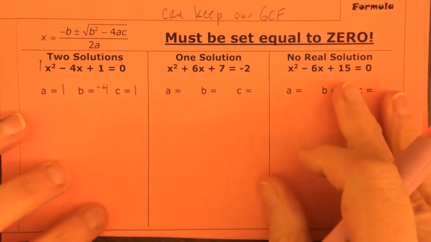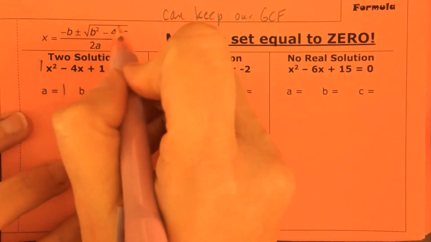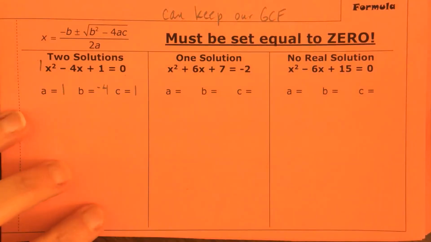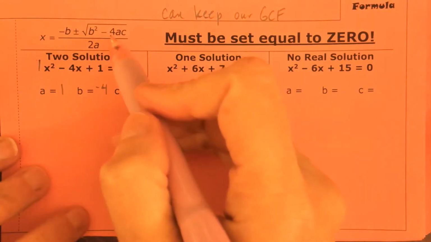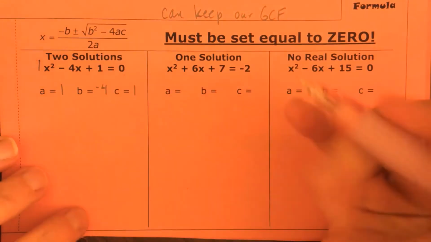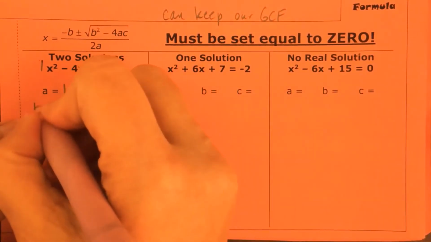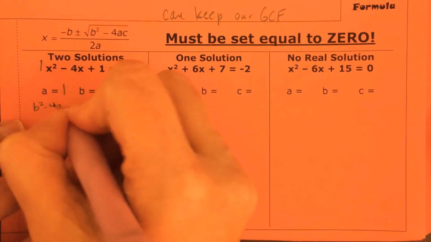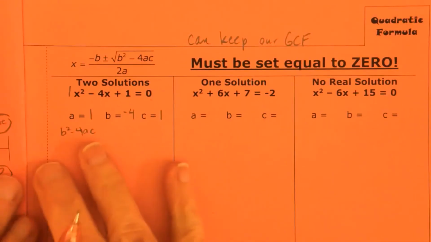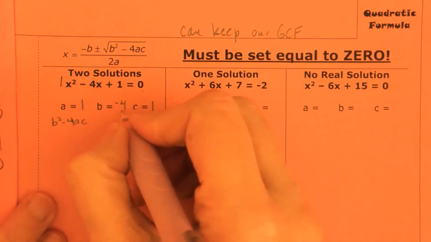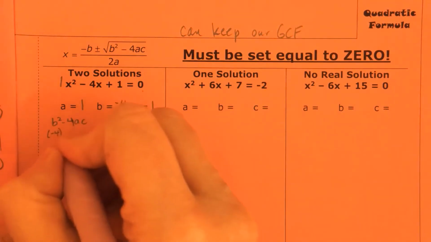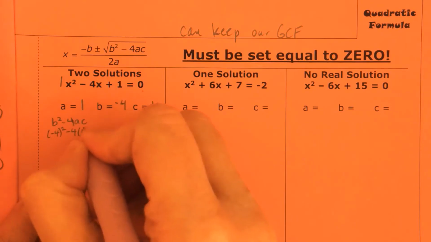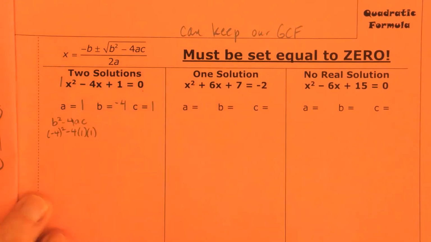Okay, so the next thing I'm going to do is find the discriminant. This is not a waste of my time because even if I find that the discriminant is a positive number, I can still plug that back in. So I'm going to start by finding b squared minus 4ac. For every letter that I substitute, I'm going to put in parentheses. So I'm going to do negative 4 squared minus 4 times a times c.